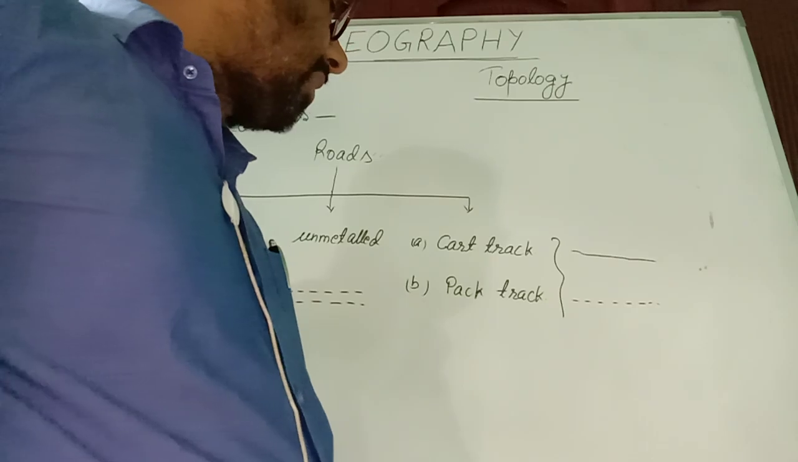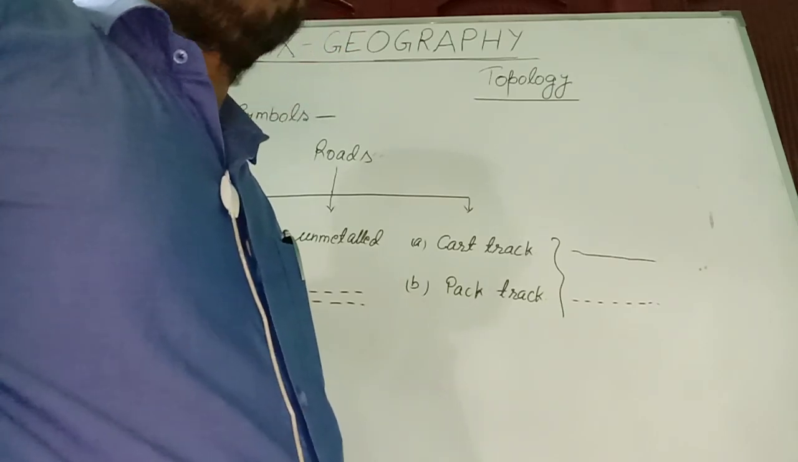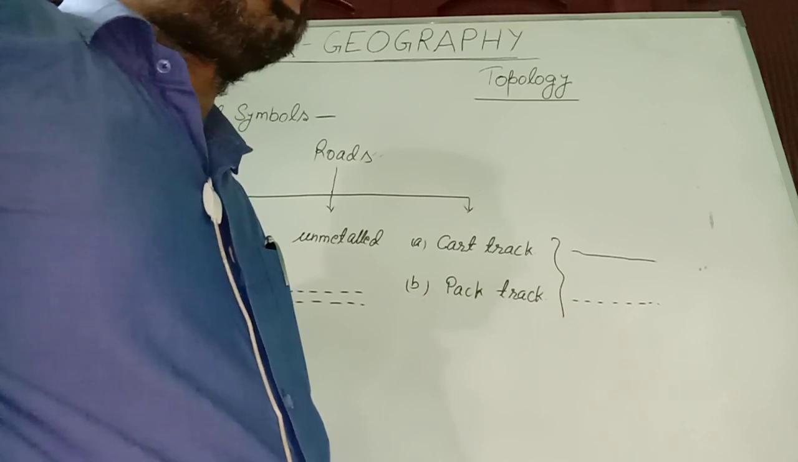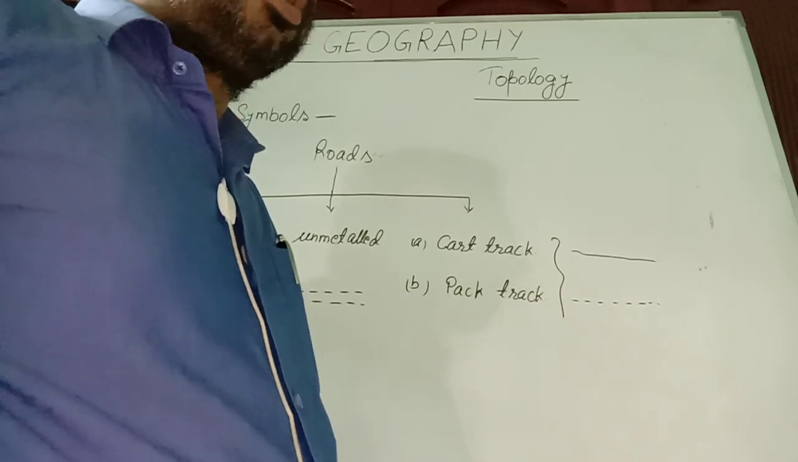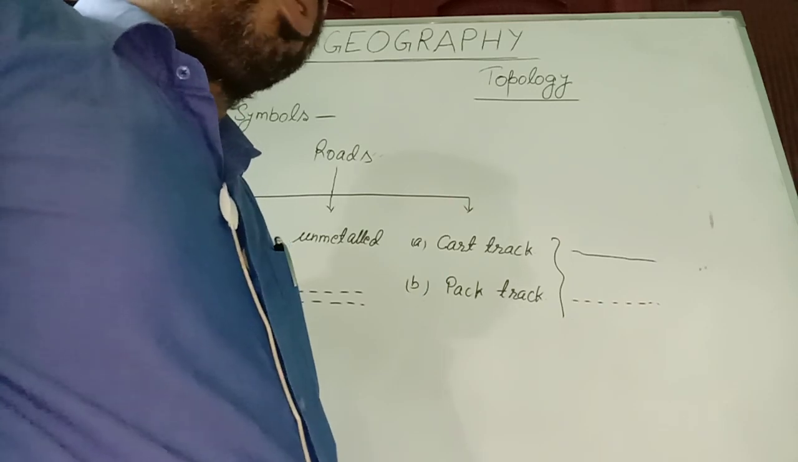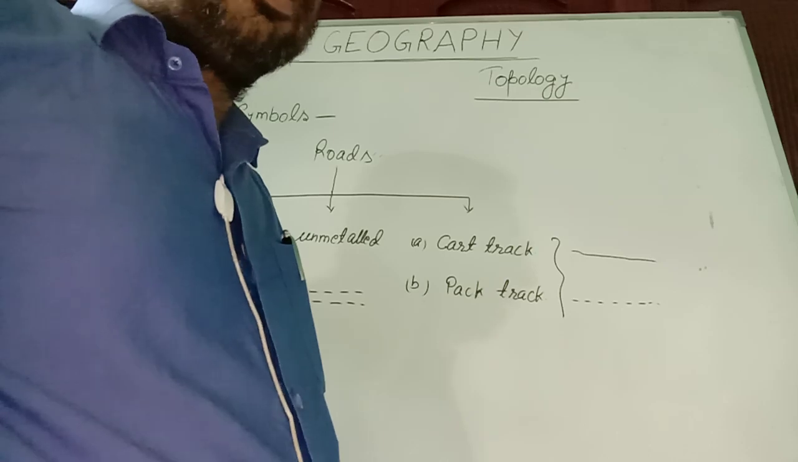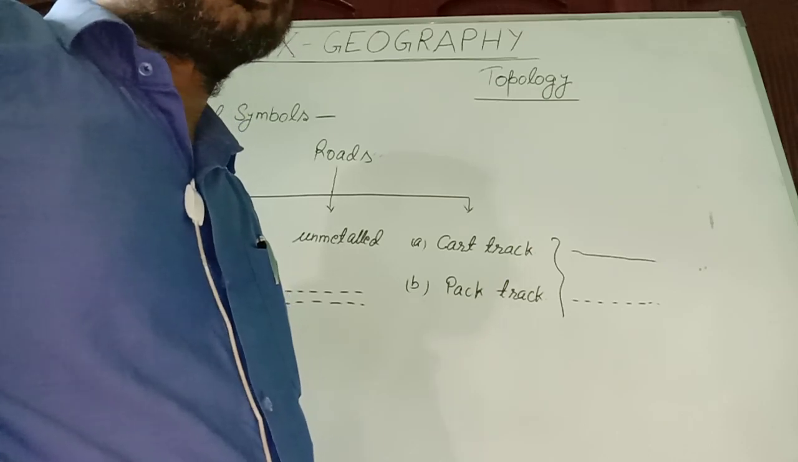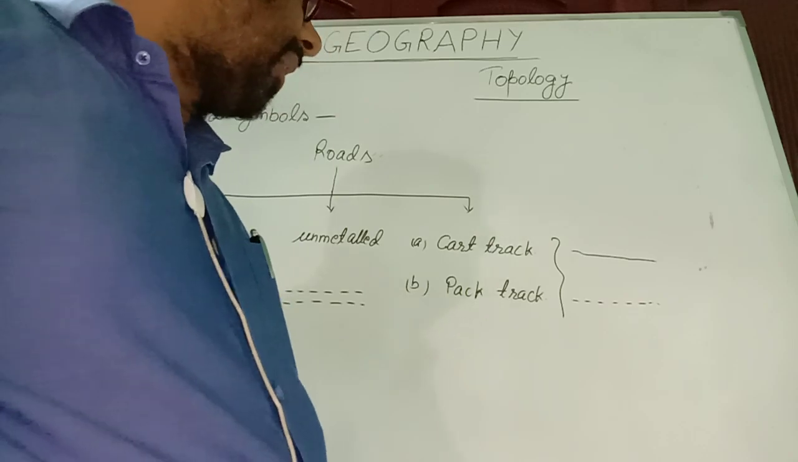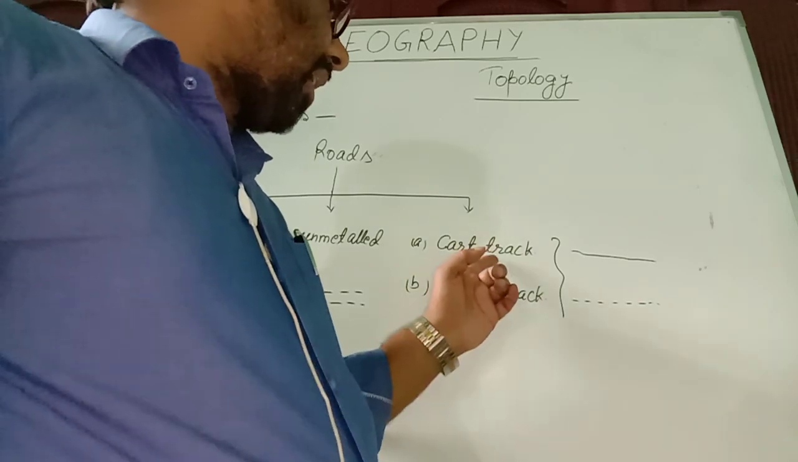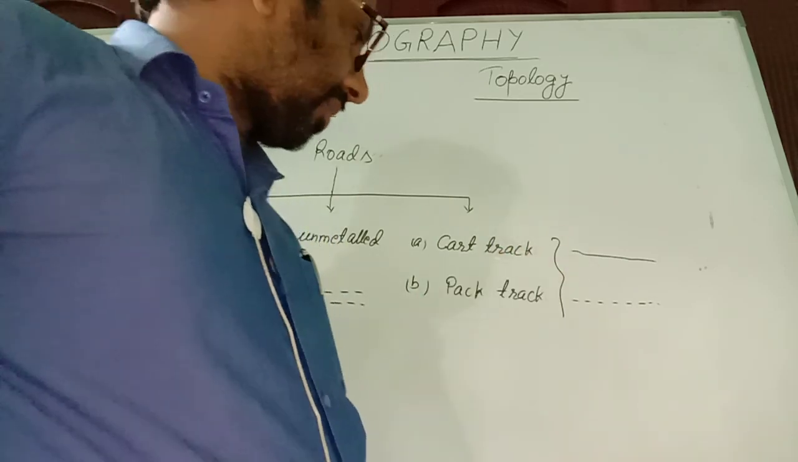But in the dry season, this road is motorable for light vehicles. For light vehicles, we can say for bikes, for small four-wheelers, for two-wheelers, for bullock carts, for bicycles, for these light vehicles, this car track is motorable only in the dry season.